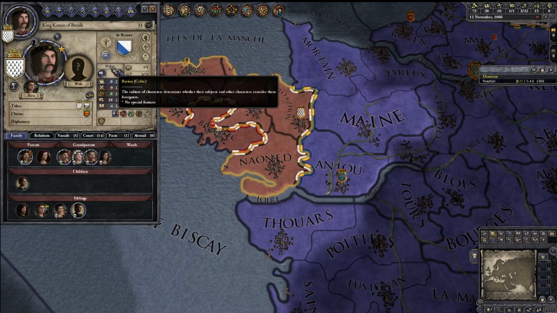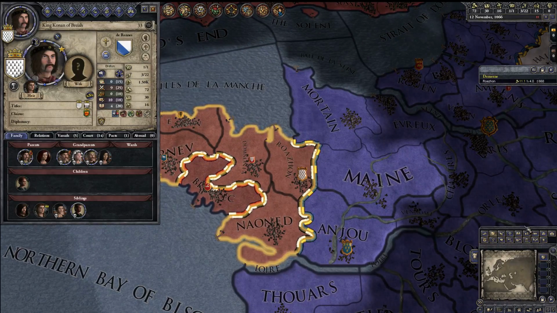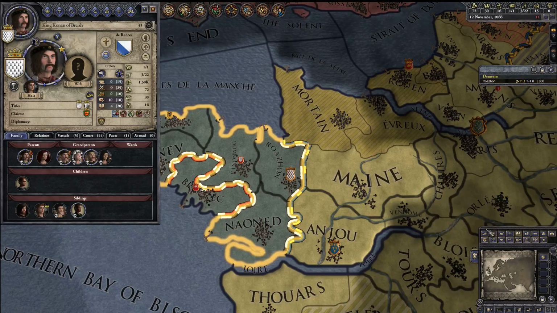Alright, we're going to take a look here next. This is your culture. So your religion and your culture, which we of course saw from the different map screens.